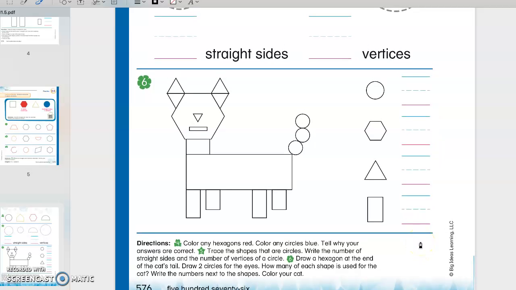Have fun with shapes. If you have magnet tiles or pattern blocks or any other shape blocks at home and you want to build something with them, feel free to build and send me a picture on Seesaw.